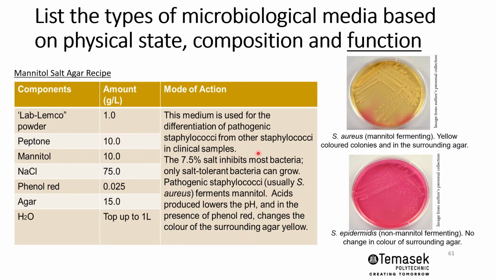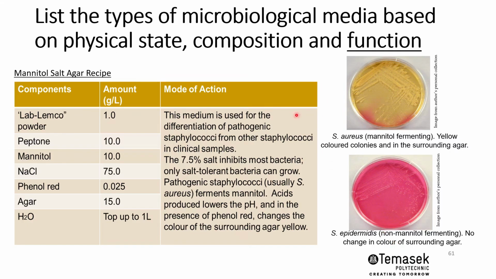The high 7.5% salt actually inhibits most of the bacteria, only allowing salt-tolerant bacteria to grow. So typically for S. aureus, Staphylococcus aureus, they ferment mannitol and it will appear as yellow colonies here, as you can see on this top right image of the agar plate. In contrast, different species will exhibit different color because they're non-mannitol fermenting. For example, in this case, this is Staphylococcus epidermidis. There's no change in color at all for Staphylococcus epidermidis.